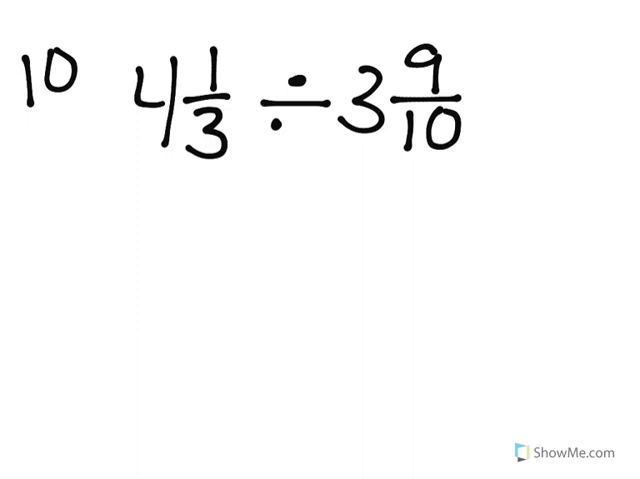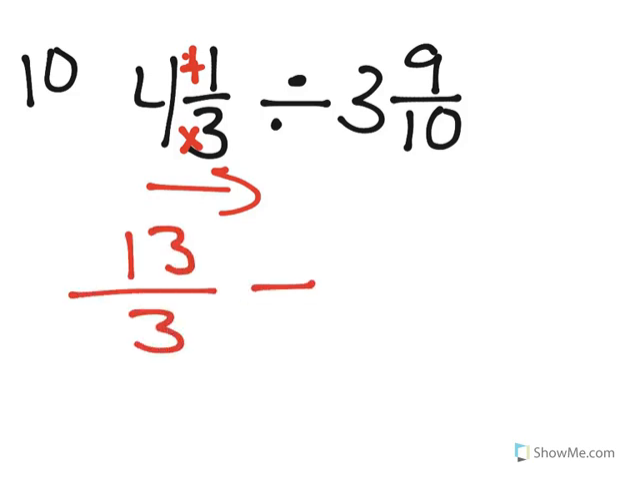So I want to change them to improper. In order to do that, I have to multiply the denominator by the whole number, add the numerator, and put it all over my denominator. So I'm going to multiply 3 times 4, which is 12, plus 1 is 13 over 3. I'm going to multiply 10 times 3, which is 30, plus 9 is 39 over 10. So that's what I do first.